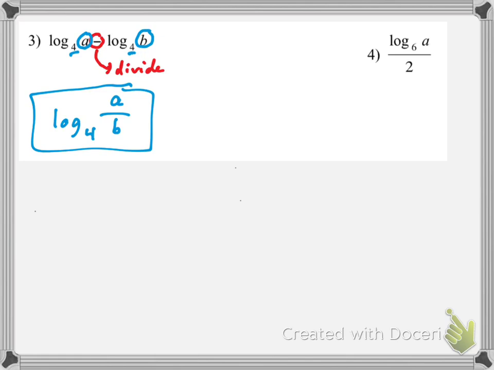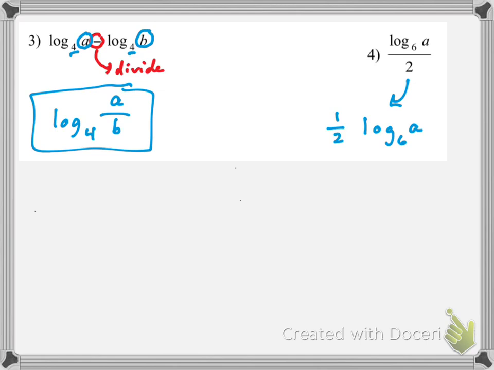Those are the 3 main properties. Okay? Now, some of these are going to be written a little bit differently. Some problems you'll have to do multiple properties in the same problem. But let's do this last one and then we'll get to that. Now, this one looks a little different, right? Well, here's the thing. This is log base. Okay. Here's how we can write this. We can write this as 1/2 times log base 6 of a.